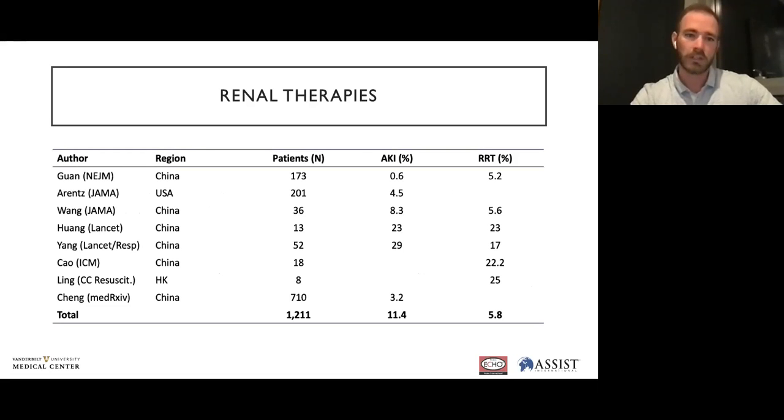This is a compilation of studies showing that throughout the world, in patients with the coronavirus, a total of 1,200 patients. We know now that there's millions of cases, but specifically in these 1,200 patients studied in these different publications, 11% of them had acute kidney injury. 5% required renal replacement therapy. So this is something you're likely to see. Next slide, please.